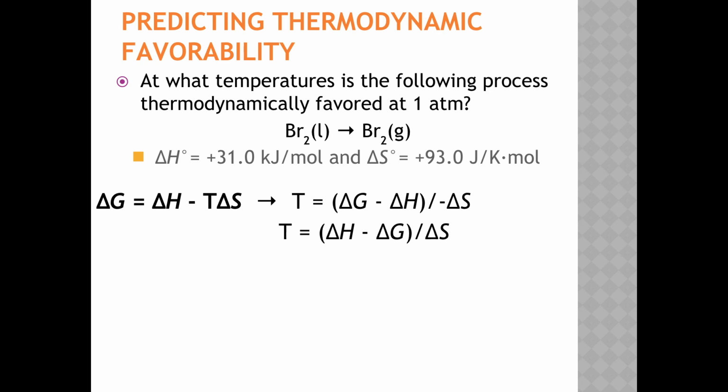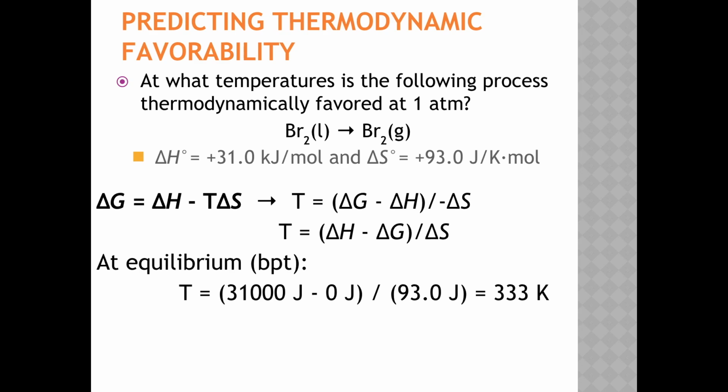If we substitute in everything we know for this process at equilibrium and adjust for the appropriate units, we'll actually end up with the boiling point of liquid bromine. T is equal to 31,000 joules, the enthalpy of vaporization, minus 0 joules, the free energy change for a process at equilibrium, all divided by 93.0 joules, the entropy of vaporization. This equals 333 Kelvin. That is the temperature that sits right between when the vaporization is exergonic and when it's endergonic. It's the boiling point at 1 atmosphere.